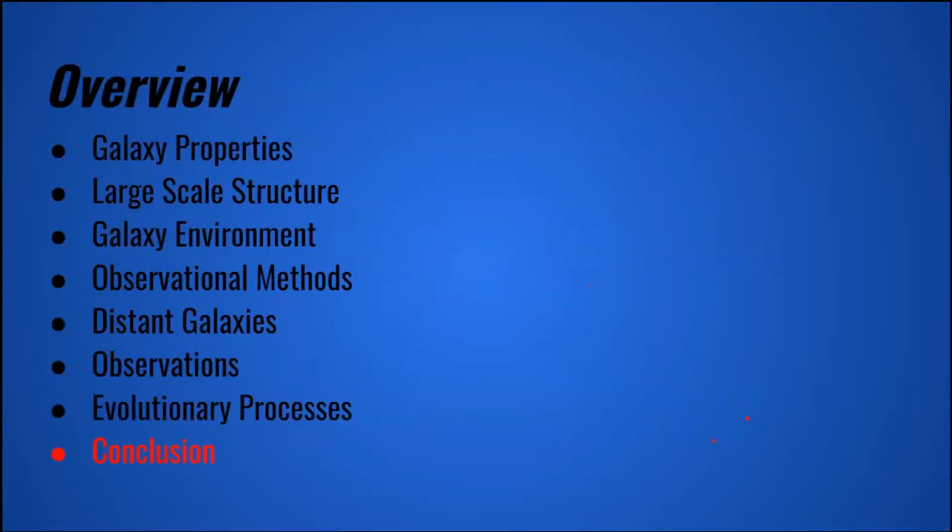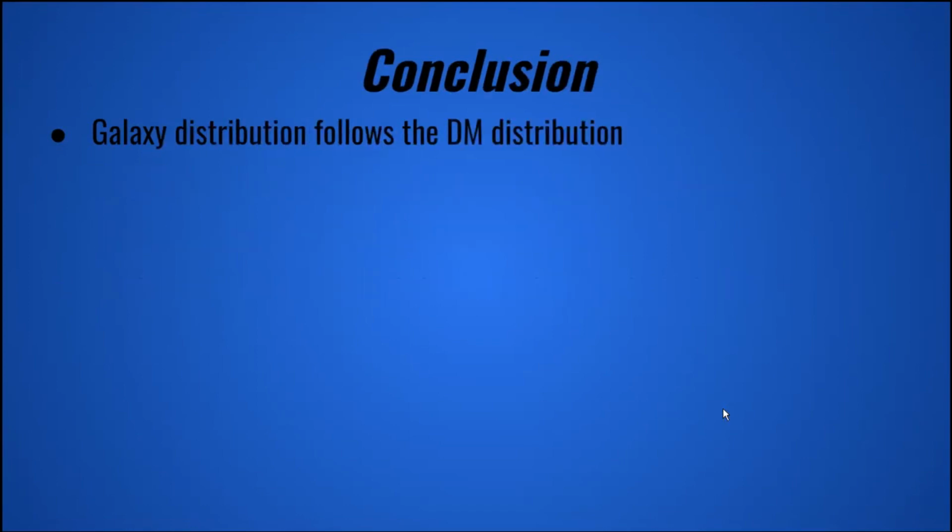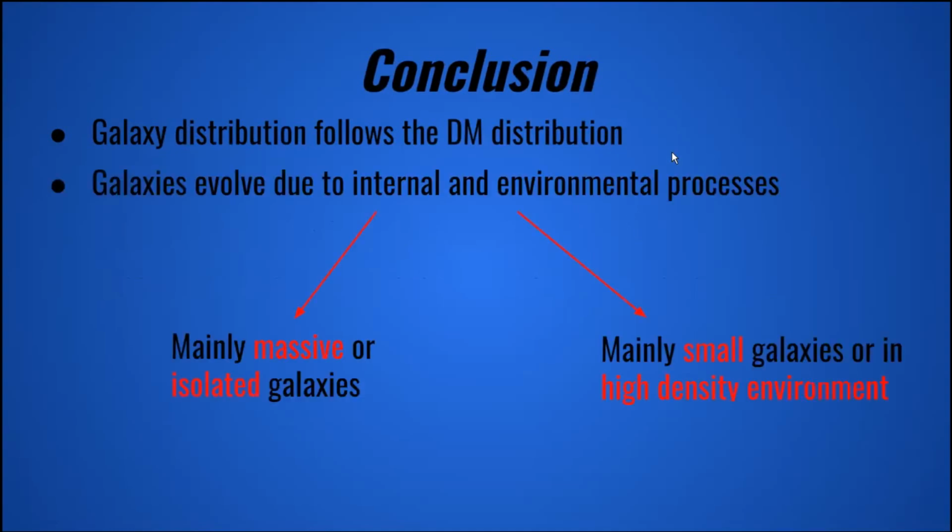Right, so galaxies are very complicated, a complicated object in a complicated large-scale structure, in a complicated universe. There are many processes that affect them, and they're difficult to observe, especially if we want to observe back in time at high redshift. What we know, though, almost certainly, is that galaxy distribution follows the dark matter distribution.